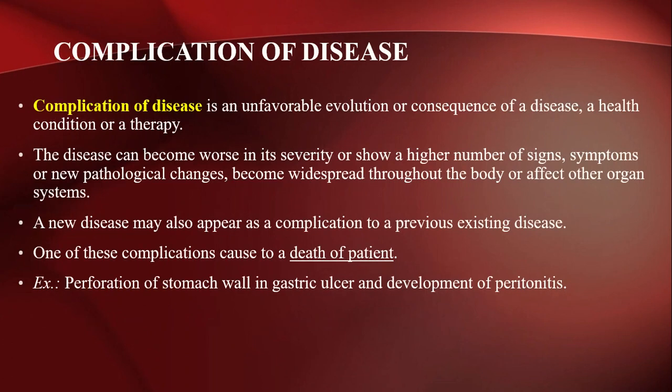Complication of disease is an unfavorable evolution or consequence of a disease, a health condition or a therapy. The disease can become worse in its severity or show a higher number of signs, symptoms, or new pathological changes, become widespread throughout the body, or affect other organ systems. A new disease may also appear as a complication of a previously existing disease. One of these complications causes the death of patients. For example, the perforation of the stomach wall in gastric ulcer and development of peritonitis.